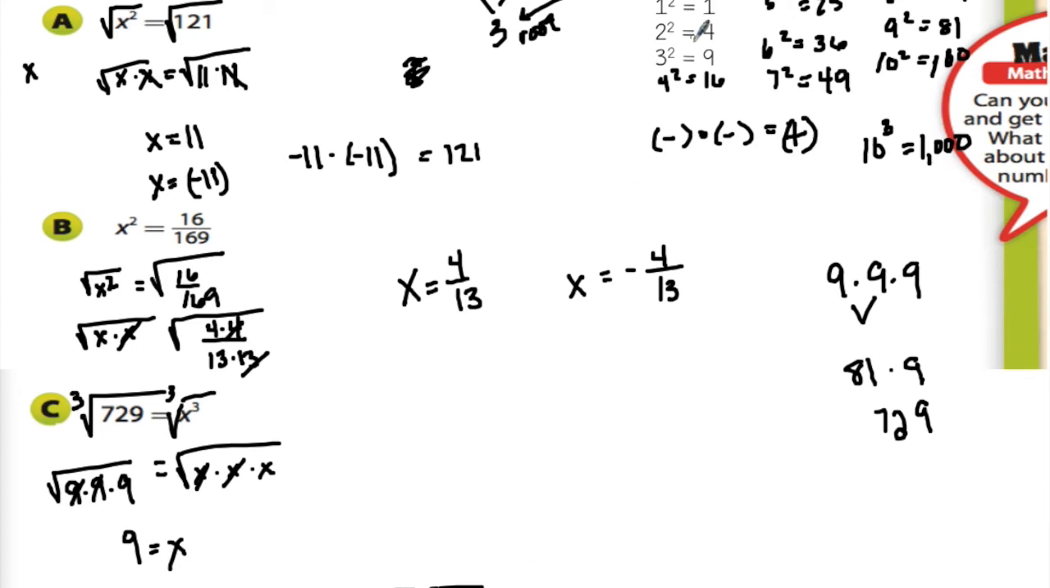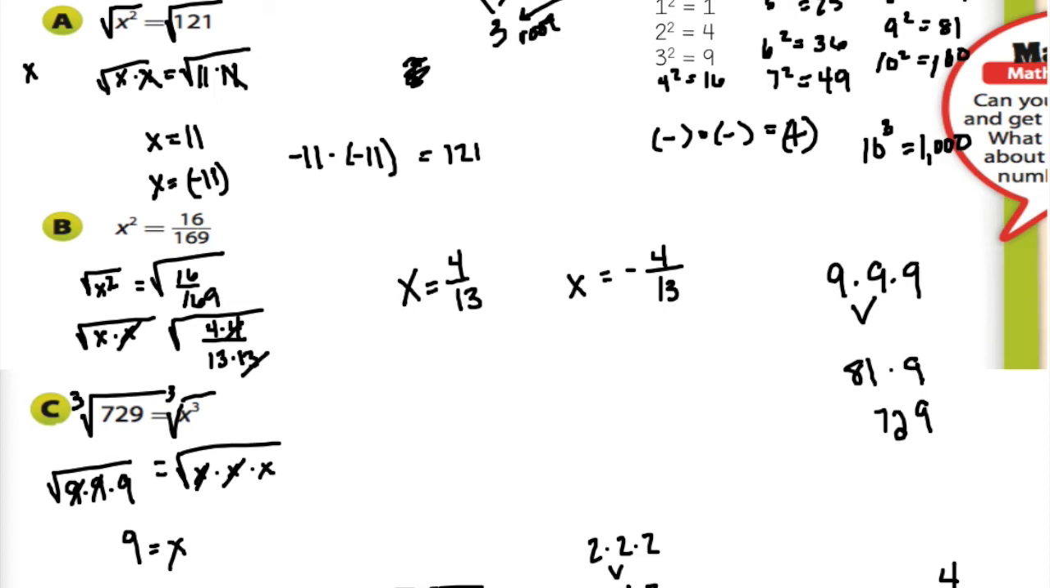Well, let's think logically. 1 is too small, and 3 squared gives me 9. So my next option would be 2. So let's check it out. 2 times 2 times 2. 2 times 2 is 4. Times 2 gives me 8. So I know the cube root here, so I know my first one is going to be 4.